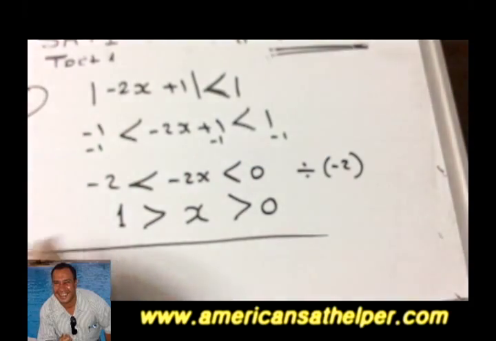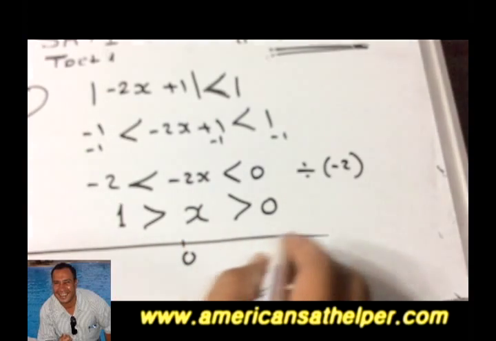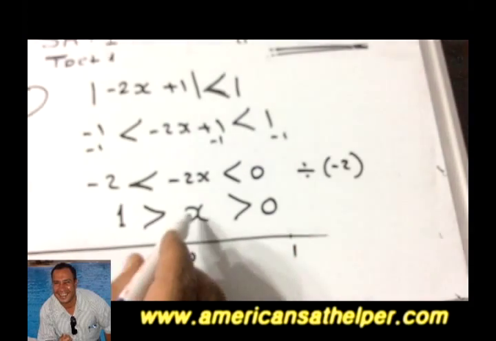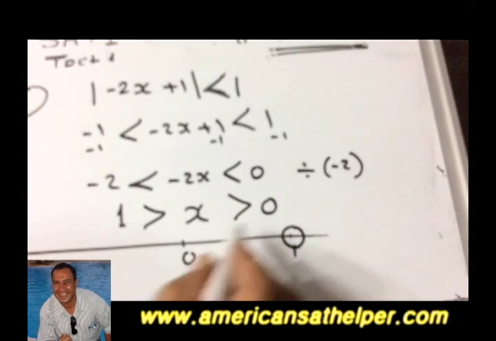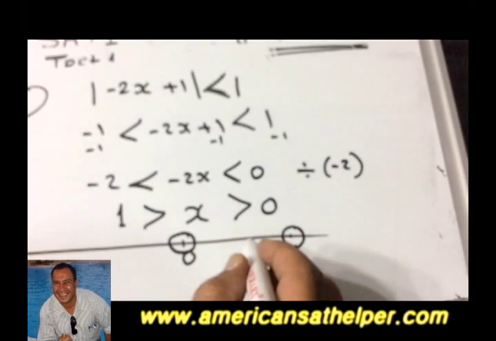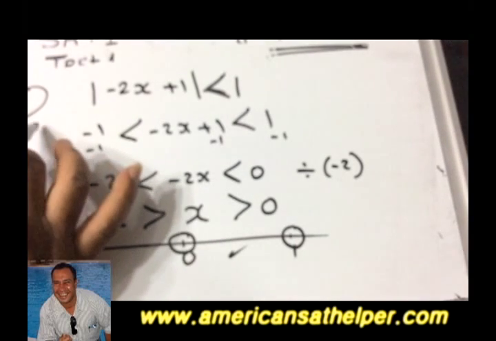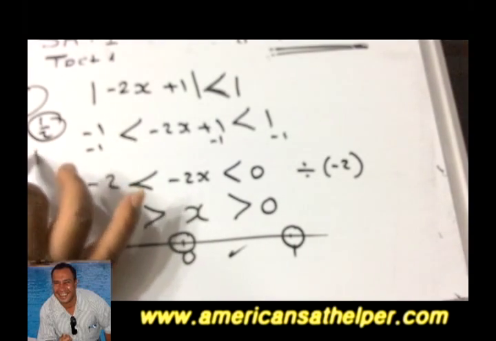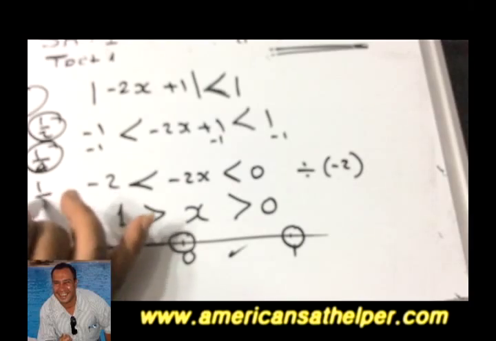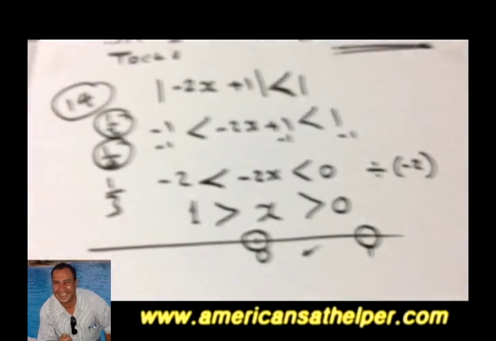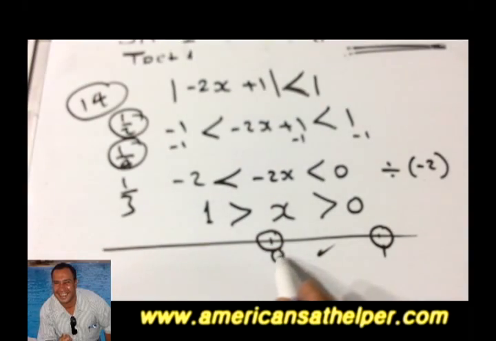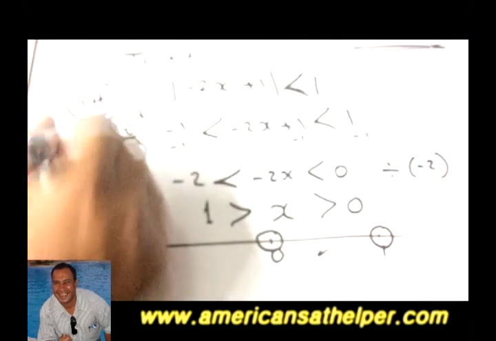So if you draw the number line and you have 0, you have 1. x is less than 1 and greater than 0. So you have to choose a number between 0 and 1. You can say a half, a quarter, 1/3. Any number between 0 and 1, and it is a fraction.